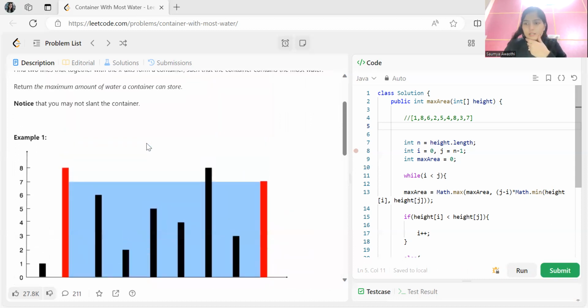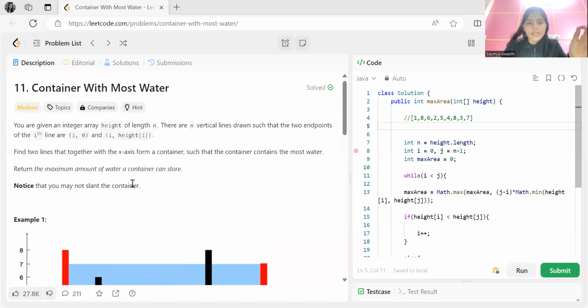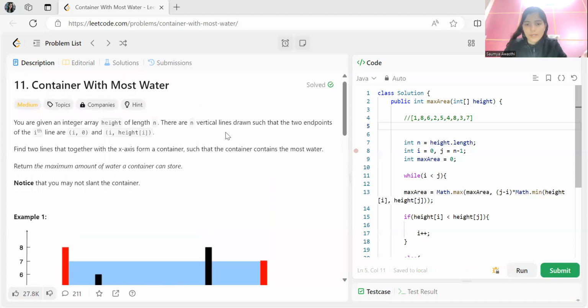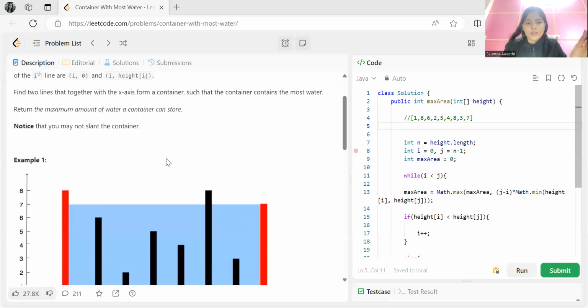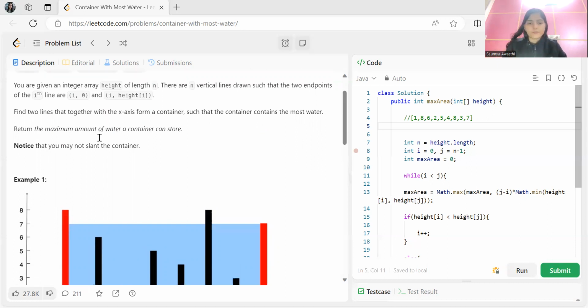So what has been given to us, let's understand with the help of an example. We have been given a height array containing the height of the ith element, right? There are n vertical lines such that the two endpoints of the ith line are (i, 0) and (i, height[i]). What we have to do is find two lines that together with the x-axis form a container such that the container contains the most water. So two lines will be forming a container, right? And we have to return the maximum amount of water that the container can store.